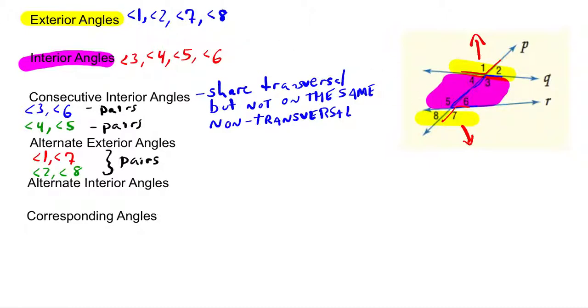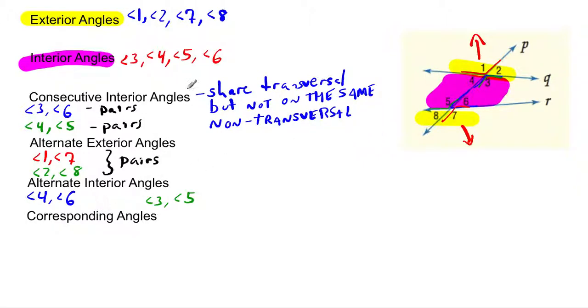Using that same logic, what we're going to have are alternate interior angles. So angle 4 opens down and to the left, whereas angle 6 opens up and to the right. So alternate interior angles are going to be angle 4 and angle 6. And then we also have another pair, angle 3 and angle 5, because angle 3 opens here, angle 5 opens there.